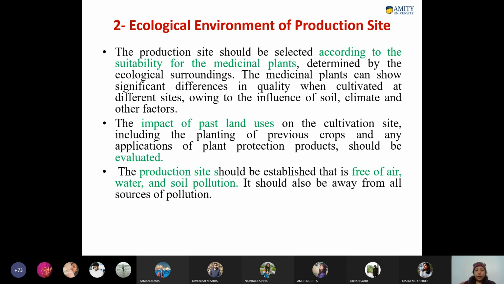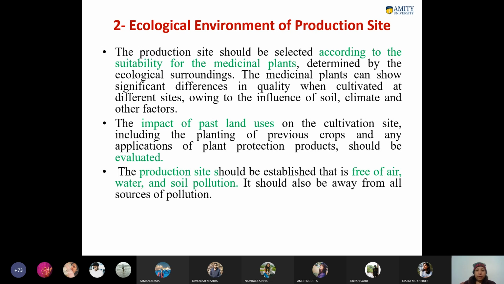फिर past में वो land uses का क्या था, अगर वहां पे पहले से कोई industrial site थी या आसपास कोई industrial area है that can pollute, contribute to the pollution of the soil or the air, okay, and water, so that also you have to keep in mind that you have to avoid those sites. So the production site ideally should be free from any type of air, water and soil pollution.